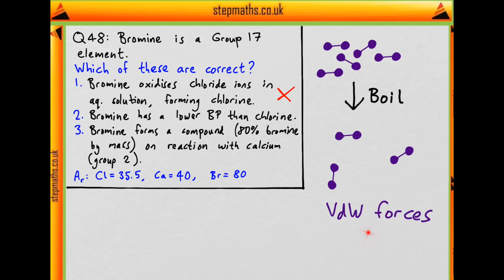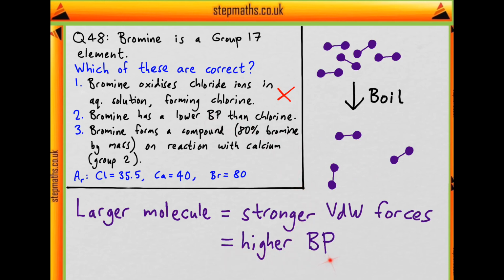Now, what do we know about these? Well, remember that the larger molecule has stronger van der Waals forces, and we know that that's bromine because it has the higher mass than chlorine. So this means bromine has the stronger forces and will therefore require more energy to overcome them. And that energy is in the form of heat, which comes down to the boiling point. So bromine will actually have the higher boiling point. So we can say that statement 2 is wrong.